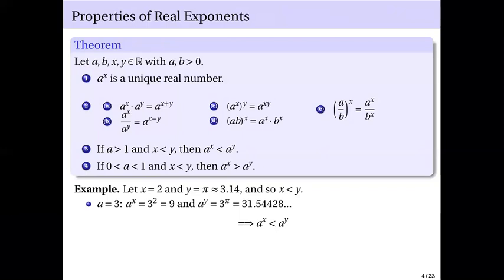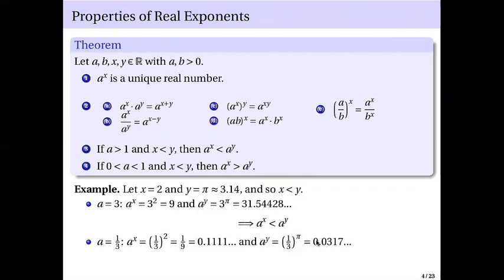And then, what if we have a equals 1/3? So 1/3 is less than 1, but greater than 0. So we are now trying to illustrate number 4. And we will still use x and y here. So we still have x less than y. But if we compute a to the x, or 1/3 squared, that's 1/9. And in decimal, it's 0.1111, etc. While a to the y, it's 1/3 raised to pi.